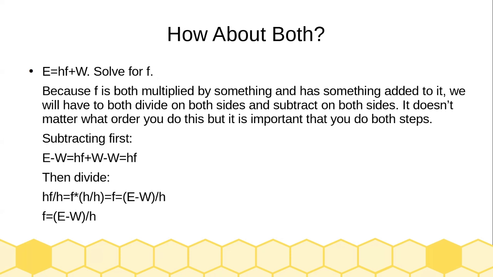So if we subtract first, we have E minus W equals hf plus W minus W equals hf. So hf is equal to E minus W. If we then divide, we have hf divided by h, which is going to end up being f, equal to E minus W divided by h. So you have to divide the entire thing on the other side of the equal sign by h. Instead of just dividing E by h or W by h, you divide E minus W by h. So frequency ends up being E minus W divided by h.